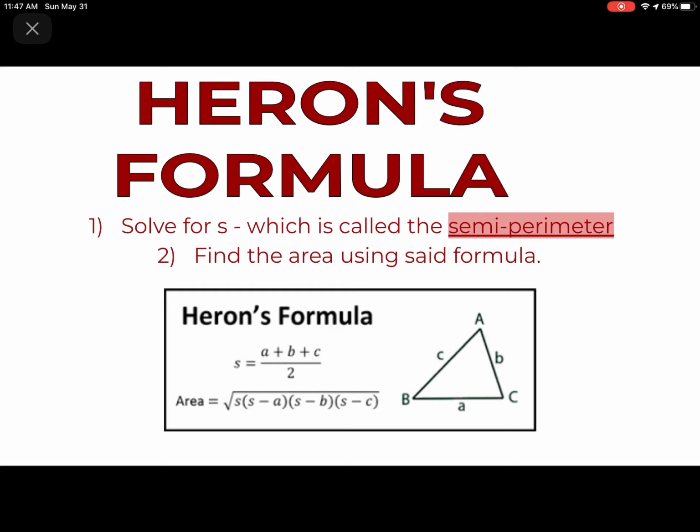Okay, so to solve for S, which is the semi-perimeter, is the first step. So that's going to be adding all three sides together and then dividing that sum by 2. Then we're going to find the area using the actual Heron's formula, which is the square root of S times S minus side length A times S minus side length B times S minus side length C.